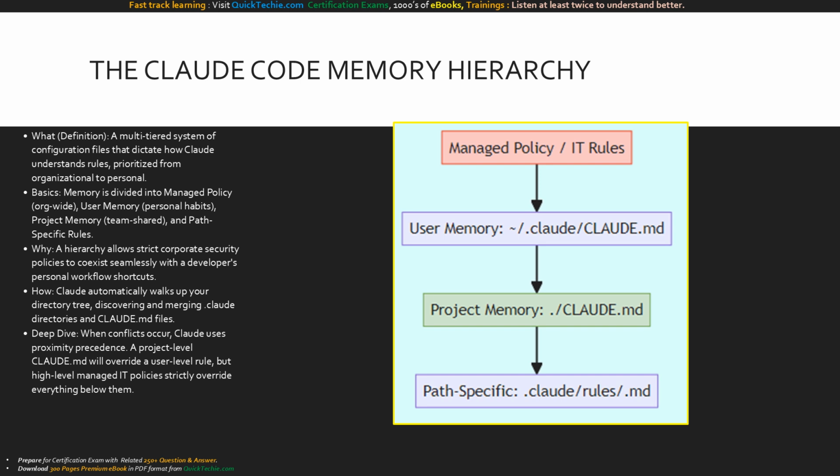This top-down diagram illustrates the memory hierarchy. At the top, in red, is the managed policy which enforces strict organization-wide rules. As we move down, the context becomes more localized, passing through user memory, into the green project memory, and finally down to path-specific rules. Higher boxes set the baseline, while lower boxes provide granular overrides.